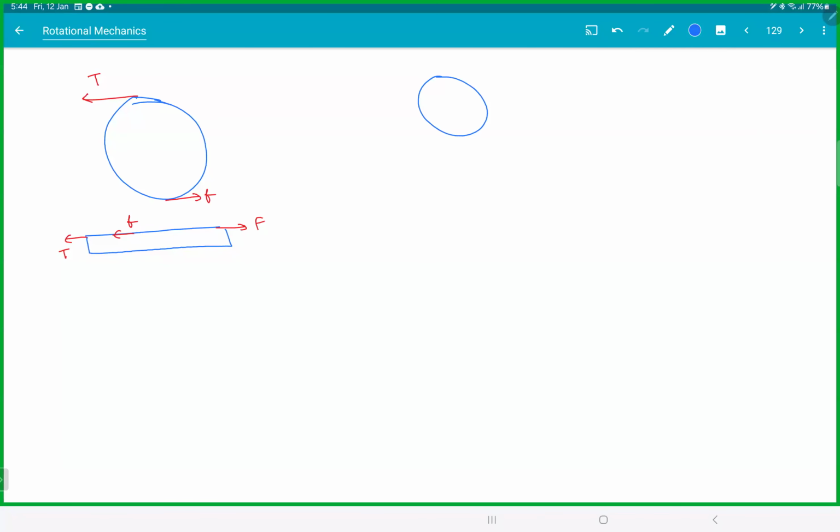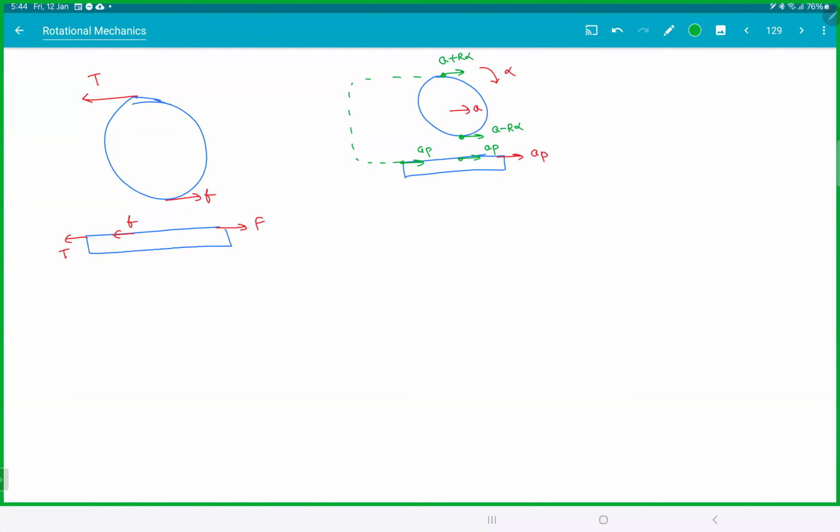Next thing, define your accelerations. Let this go with A. Let this go with alpha, and let this go with A Planck. At this point of contact, this acceleration will be A minus R alpha. At this point of contact, the acceleration is A plus R alpha. And at this point, the acceleration is AP. And this point is connected by a string to the Planck, and this point is also AP.